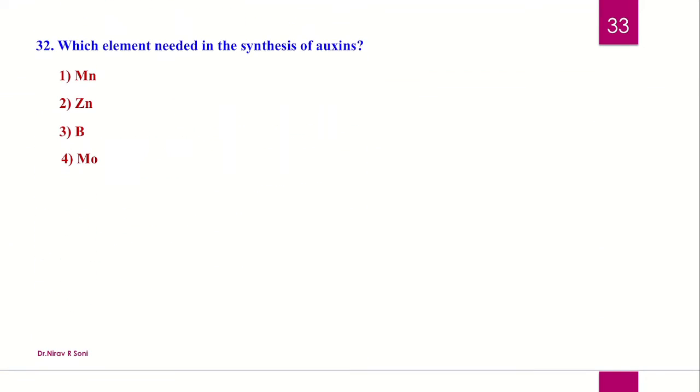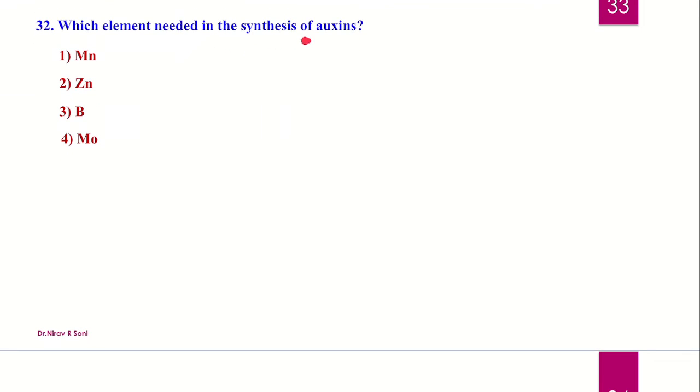Which element is needed in the synthesis of oxygen? The zinc is mainly responsible for the synthesis of indole acetic acid. It is a plant growth hormone.